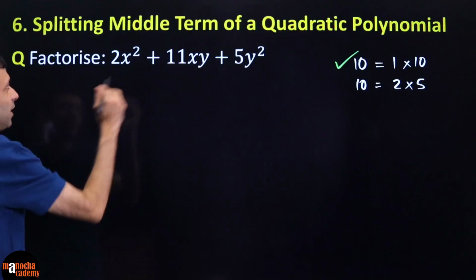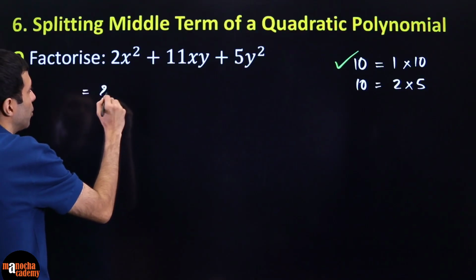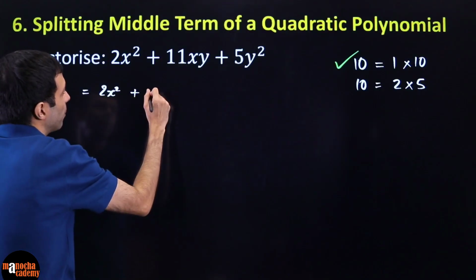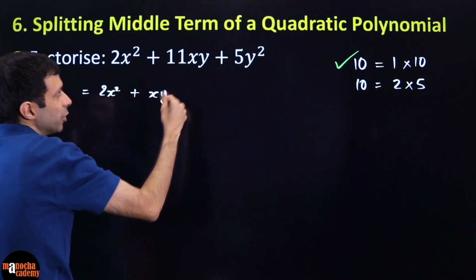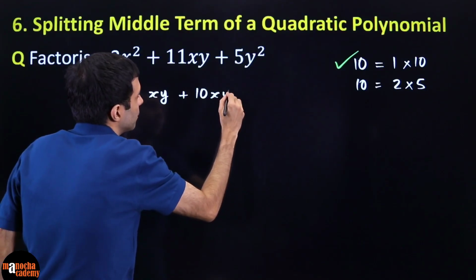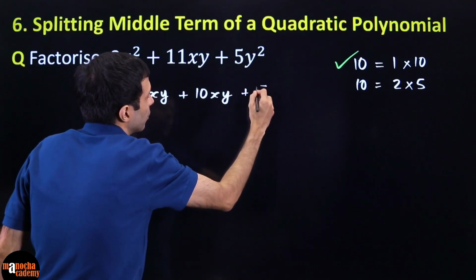We are going to split that middle term like this. This one we'll just copy down, 2x square. This will break down as xy, which means 1xy and 10xy. And simply copy this term down.